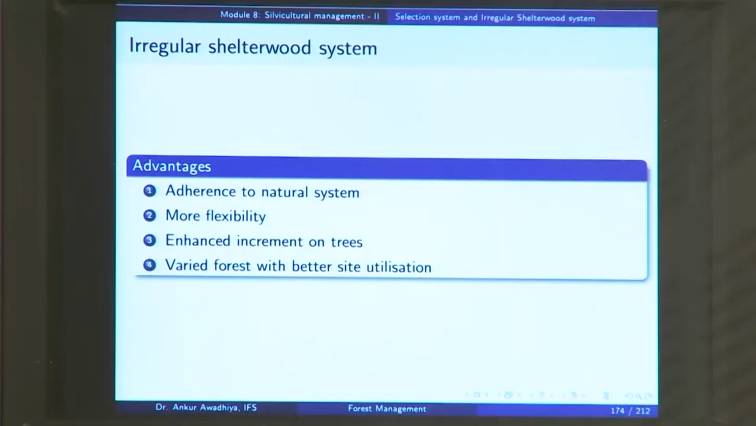So, what are the advantages? Why would you want to go with such a complexity or such a bizarre system? This is because you get certain advantages. There is an adherence to the natural system because you have characteristics of a selection forest. So, in this case, at all times you are having a canopy cover, unlike in a Shelterwood system in which at certain times you are removing the canopy cover.